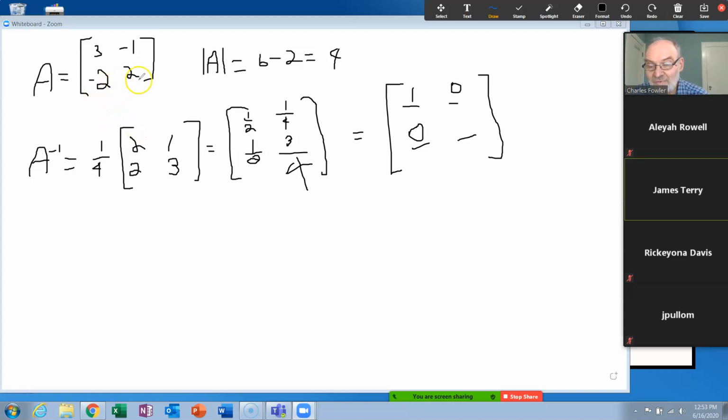Second row here, negative 2, 2, times the second column here, 1/4, 3/4. So negative 2 times 1/4 is negative 1/2 plus 2 times 3/4 is 6/4, which is 3/2. So negative 1/2 plus 3/2 is 2/2, which is 1. You got it. That is absolutely correct, fractions and all.